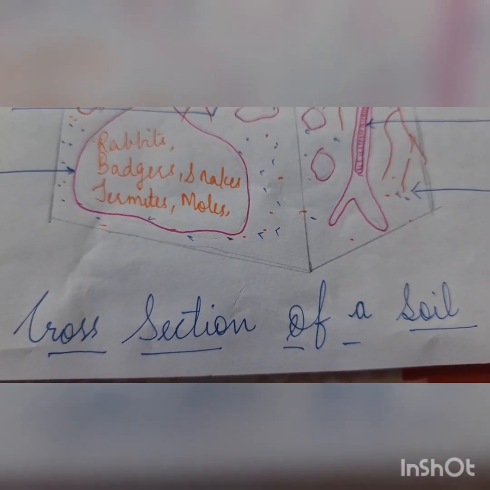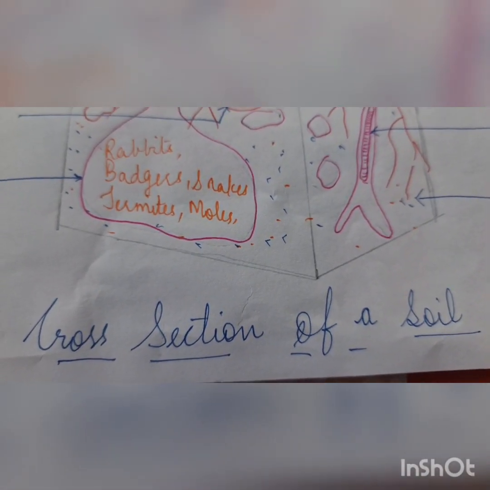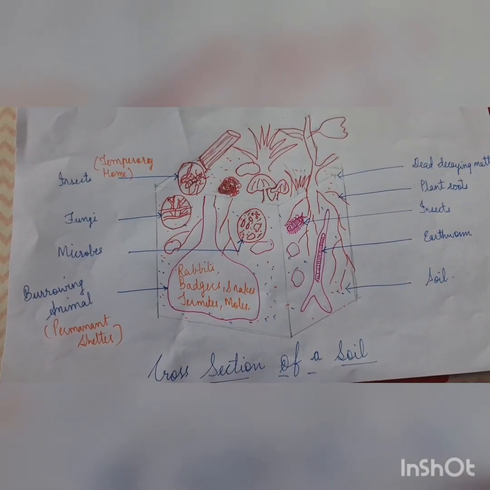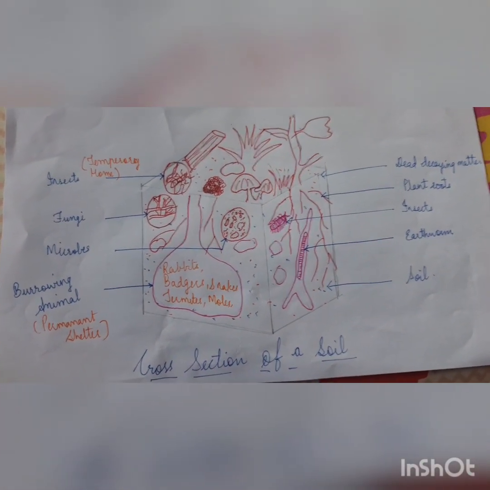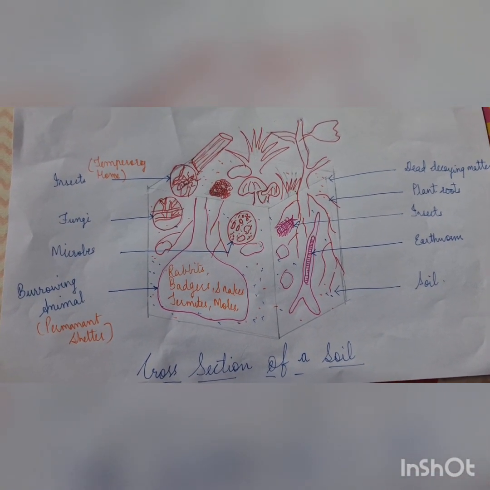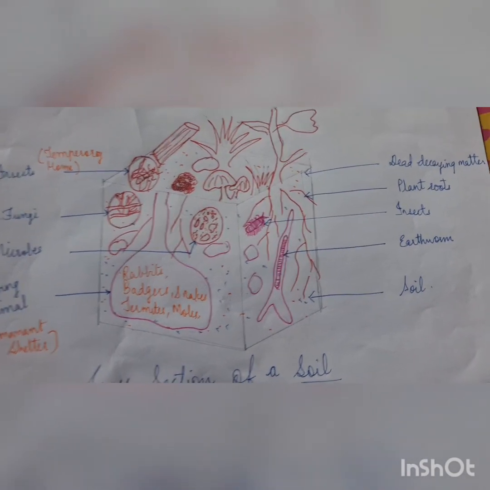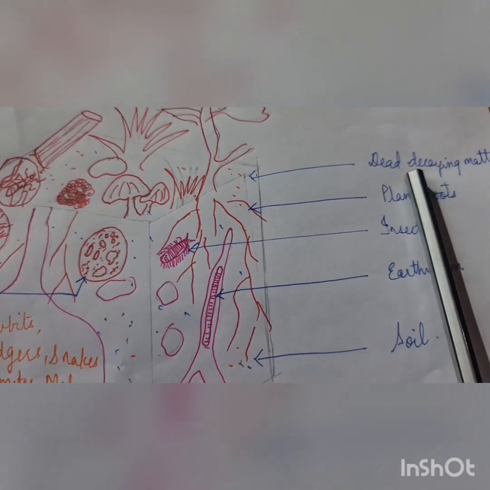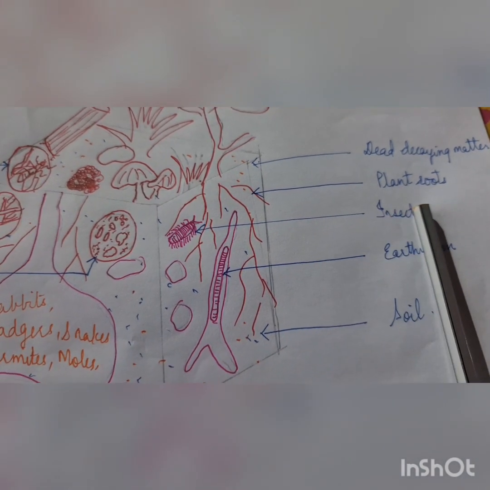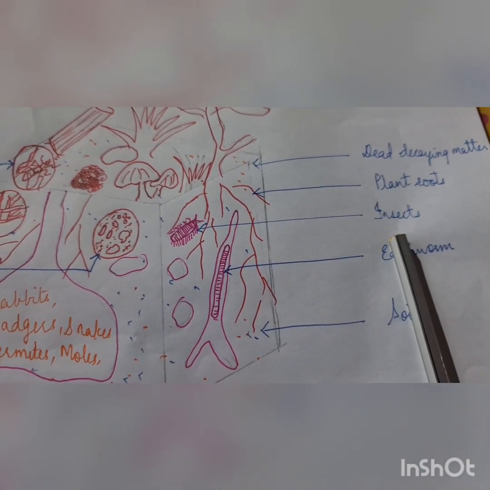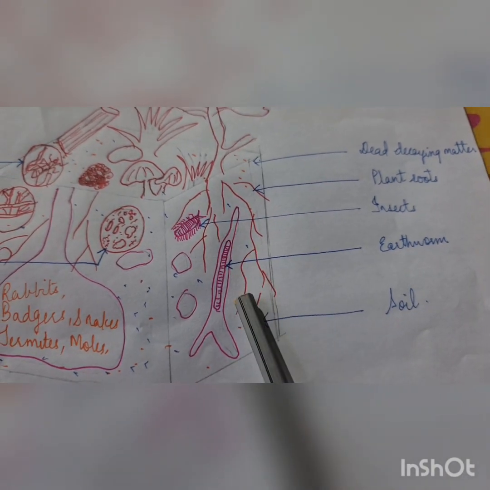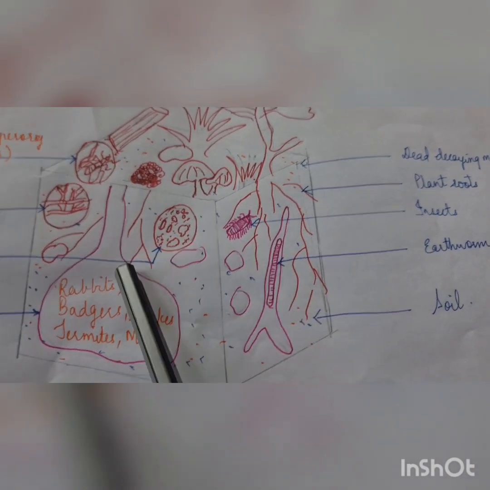Soil is a non-living thing, but it is a living system. How? Well, because of this. If you take a part of soil and observe it, this is all you are going to find in it. What does it have? Well, let's see. It has dead and decaying matter, then the plant roots, then the insects, then the earthworms. You can see these earthworms. Then this is all soil.